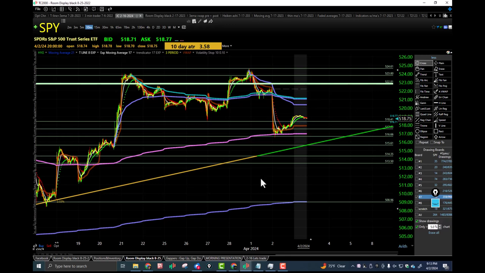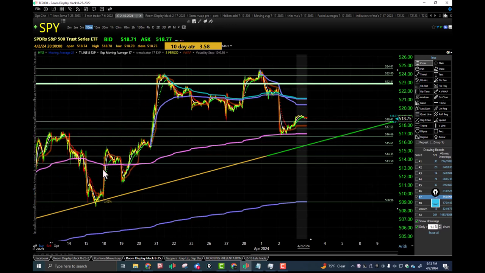And the lower one? What do you mean the lower one? Down here? It's the same one. Yeah, I just colored it differently. That's all. This is the same thing. It's an anchored VWAP. That's an anchored VWAP. That's an anchored VWAP.